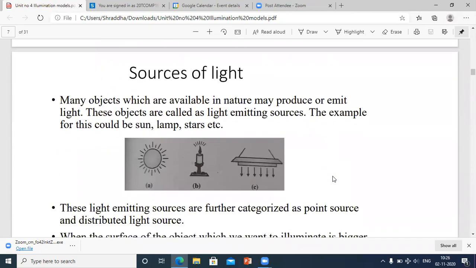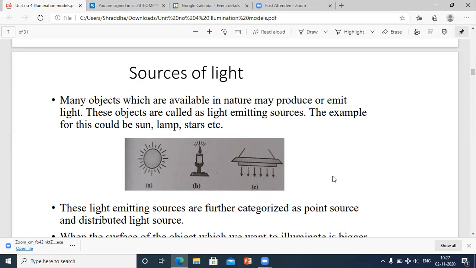Next, we have studied what illumination means, to lighten up. What do illumination models mean? The models or objects that produce light are called illumination models. Then there is local illumination and global illumination. Then we'll see what the light source is.